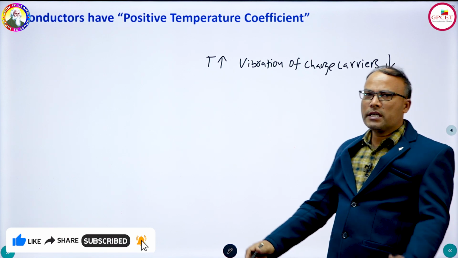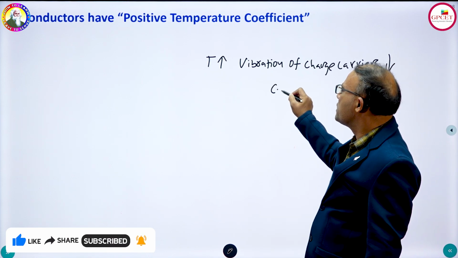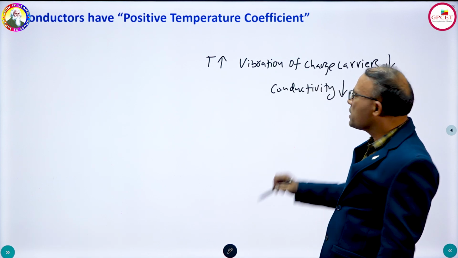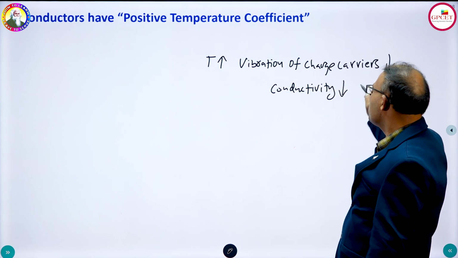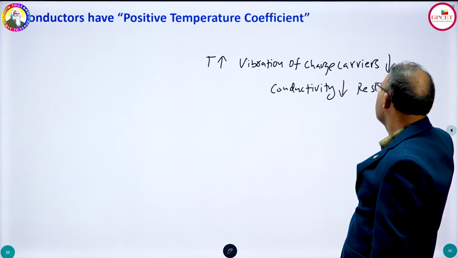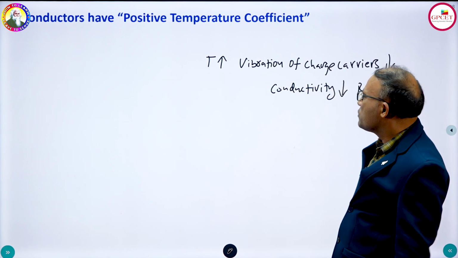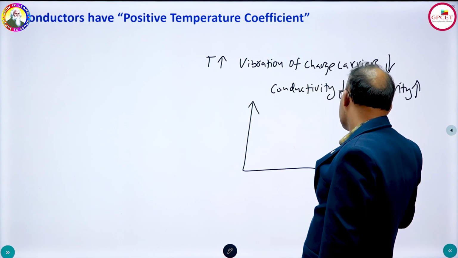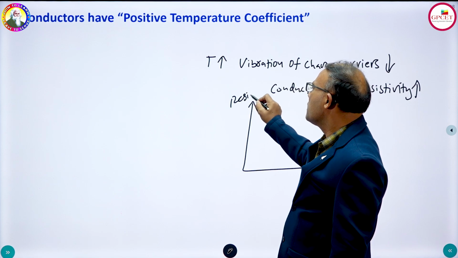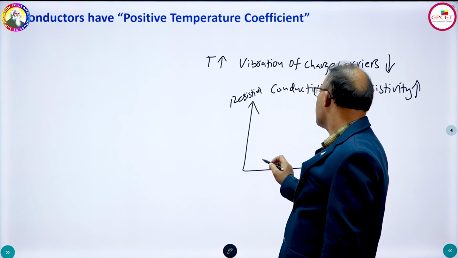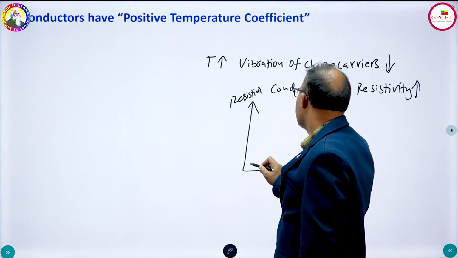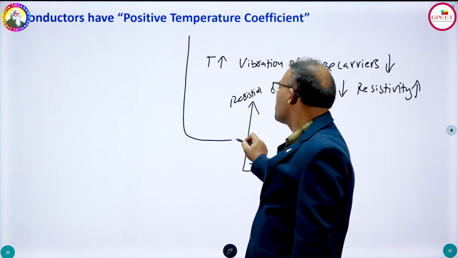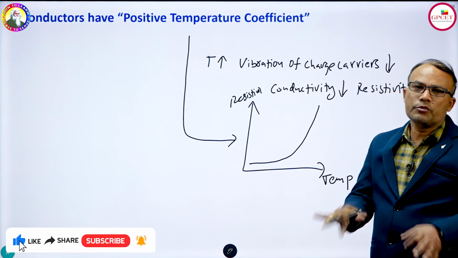If vibration of charge carriers decreases, what happens? Conductivity decreases, because there is no movement of charge carriers. If conductivity decreases, what about resistivity? Resistivity increases. So if I take temperature on the x-axis and resistivity on the y-axis, then as temperature is increased, resistivity also increases. This is called positive temperature coefficient.